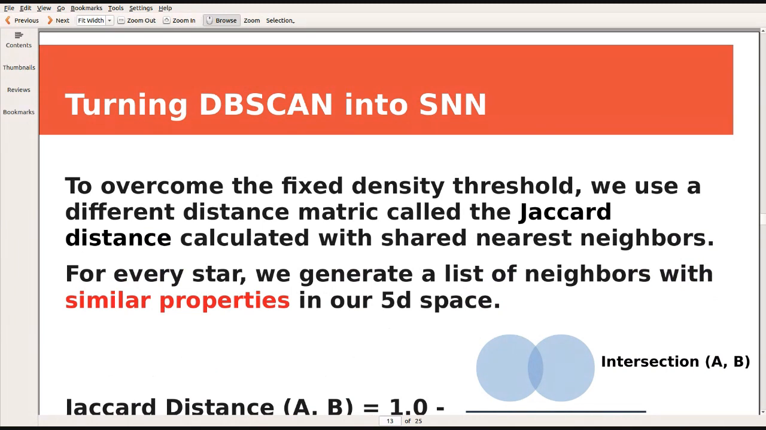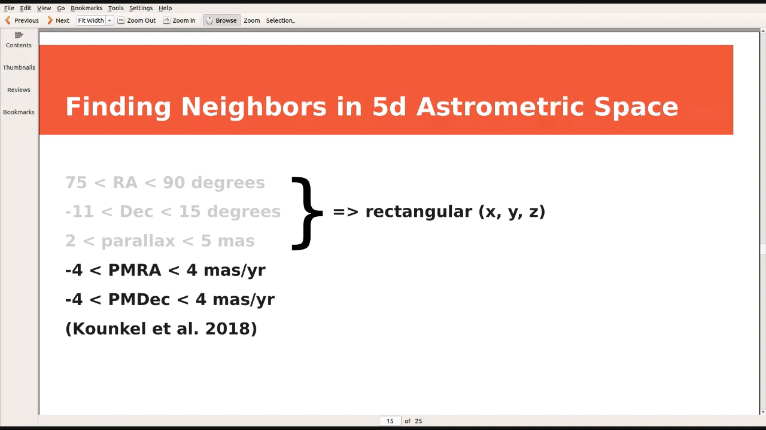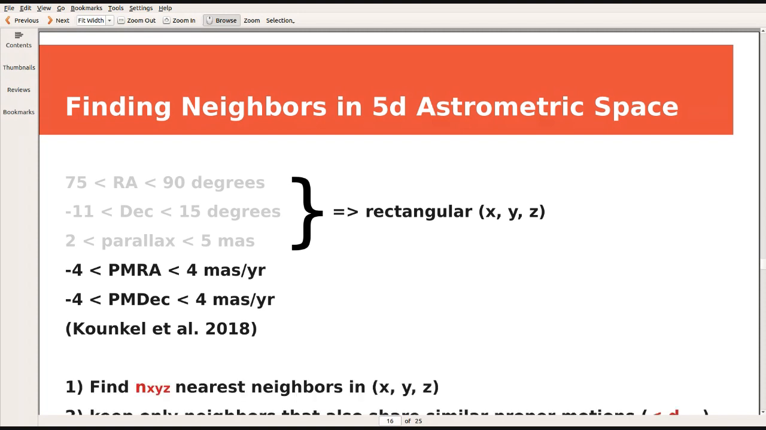Now we're going to talk about similar properties, like how we're actually going to get that in the 5D space with different ranges of parameters that represent different physical properties. Let's go back to the 5 parameters over here. We're going to convert the first 3 spatial related parameters into rectangular x, y, and z. Then we're going to separate the 5 parameters into 2 groups. x, y, and z represent spatial coordinates, and then we have proper motion that represents kinematics.